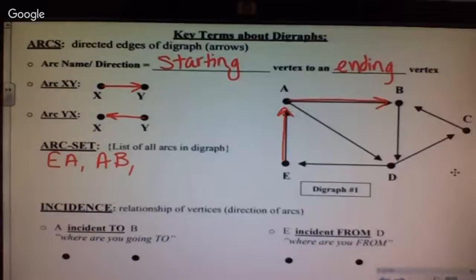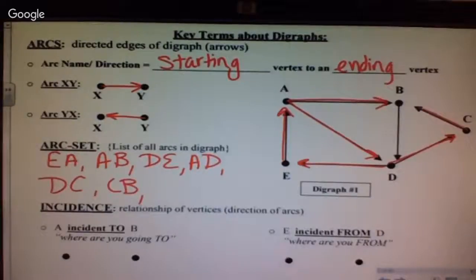James, give me another arc in this picture. D to E. Sacramento, give me an arc in this picture. A to D. Eduardo, give me an arc in this picture. D to C. Nehemiah, give me an arc in this picture. C to B. My last one is B to D. I don't know why we gotta make it sound so angry.